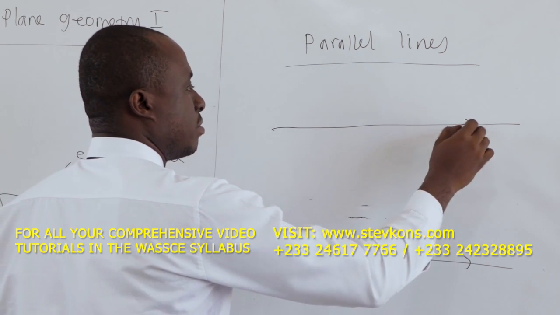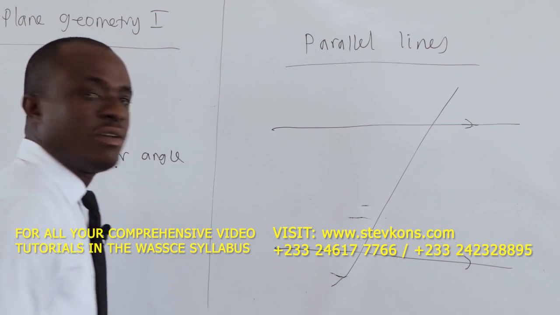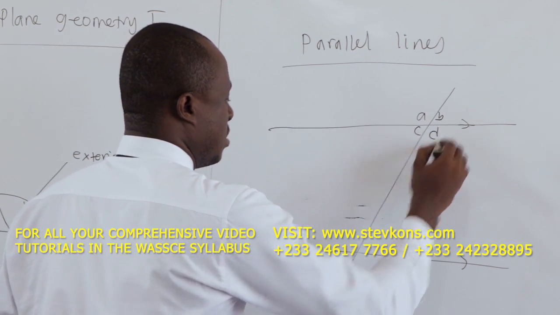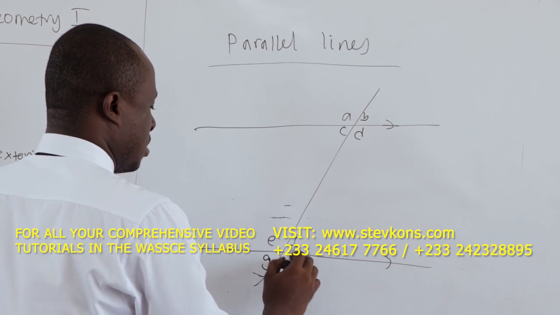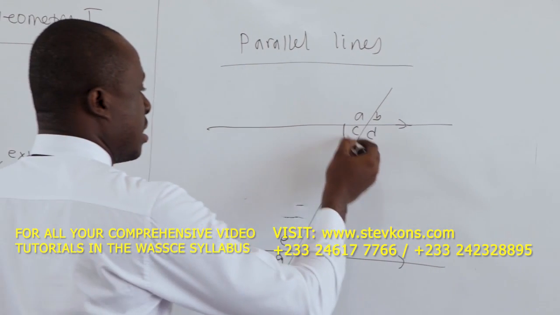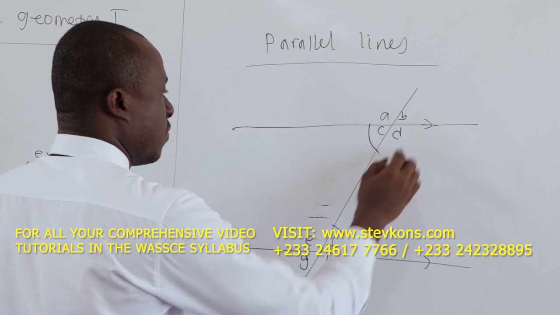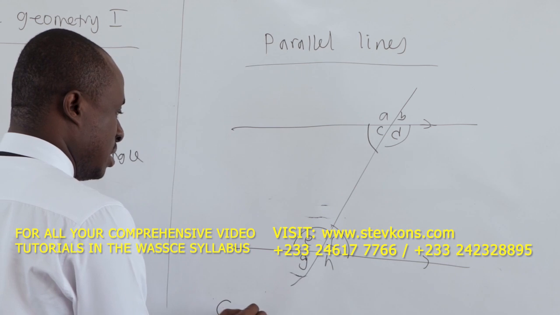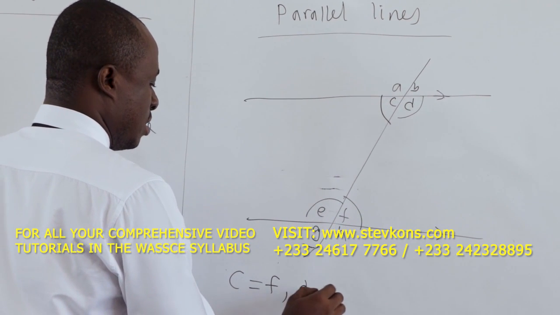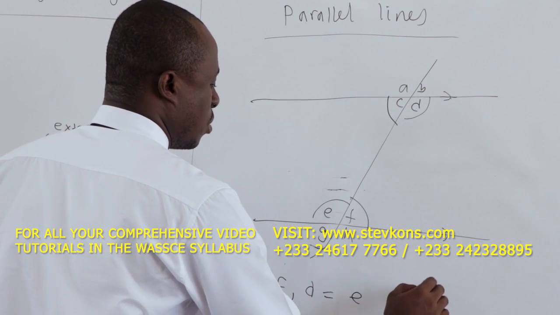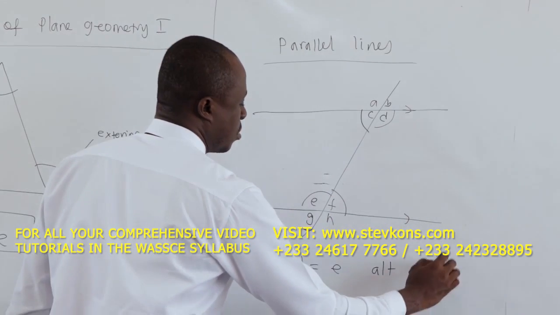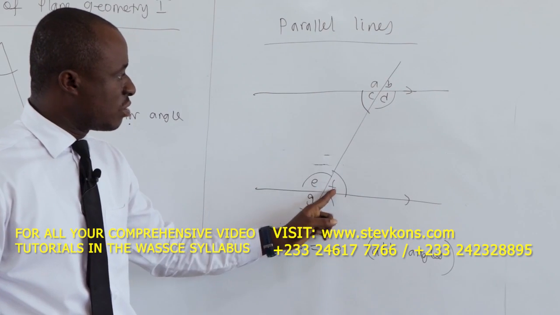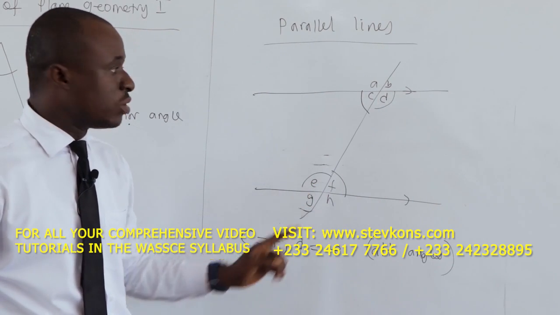Now, this line is parallel to that line. So we have, this is a transversal. Now let's suppose that we have A, B, C, D, E, F, G, H. Now, the angle C is equal to the angle F, and then the angle D is also equal to angle E. So you are saying C is equal to F, D is equal to E, and we call them alternate angles. So alternate angles are equal. So you're saying that C is equal to F, D is also equal to E.